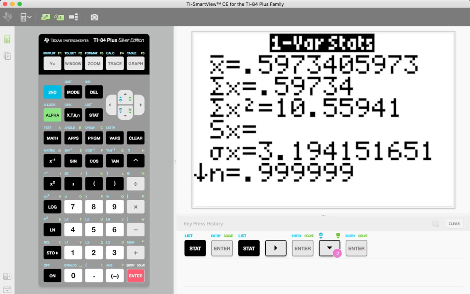So on average, I'm going to win 59 cents, almost 60 cents per game, and my measure of spread is 3.19415. If I need variance, I need to get that standard deviation into the home screen so that I can square it.